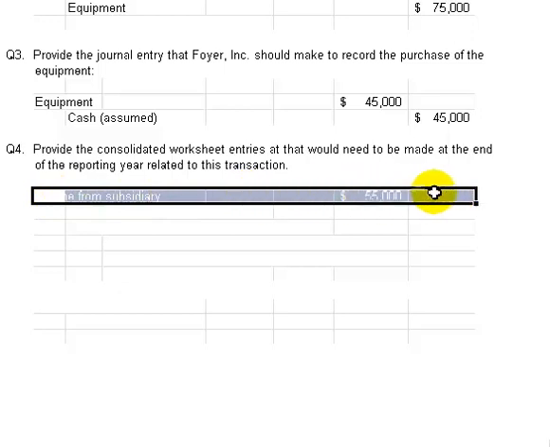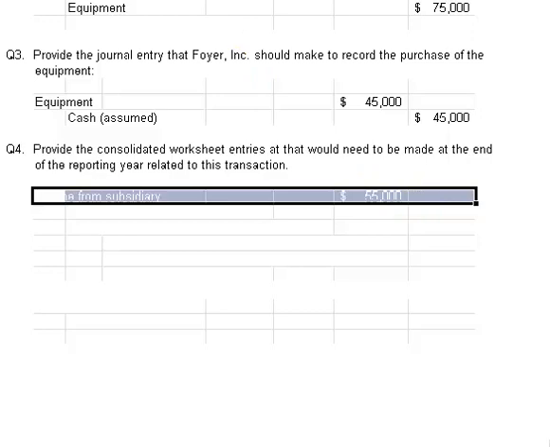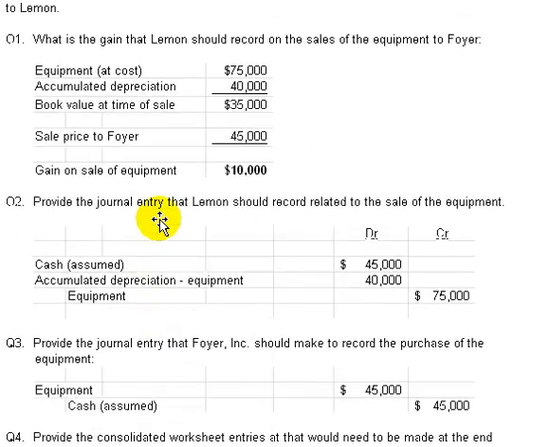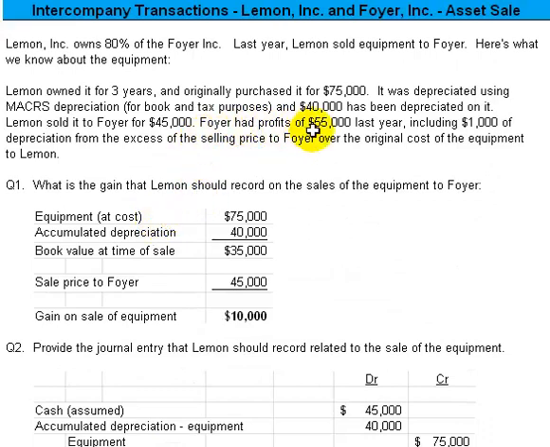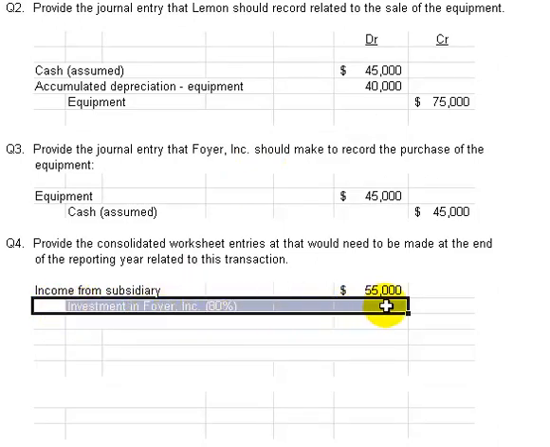All right. Well, let's start us off here. Bring this to light. All right. Now they said that the subsidiary recorded $55,000 of income. Now I'll slide up and show that to you. Right. Foyer had profits of $55,000, and Lemon owns Foyer, so Foyer's the subsidiary. It included $1,000 of depreciation on the excess of the selling price over the original cost of that equipment that was sold on an intercompany basis.